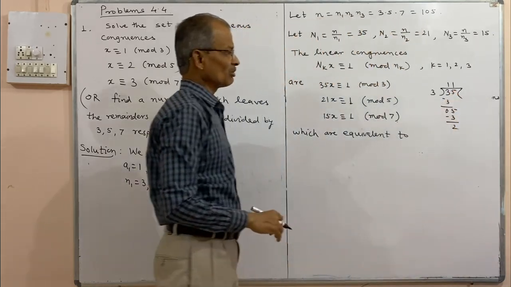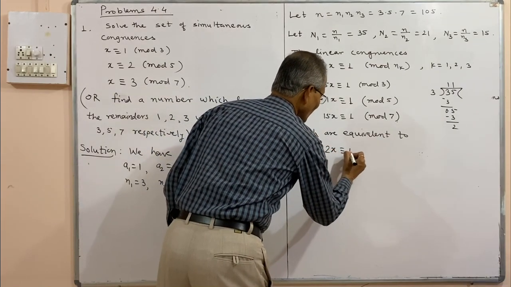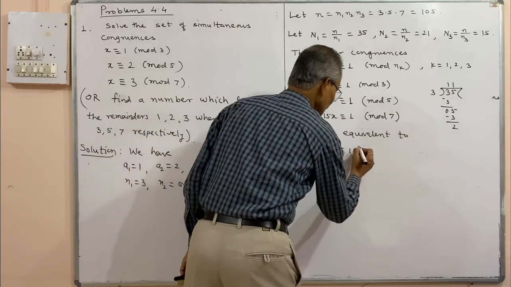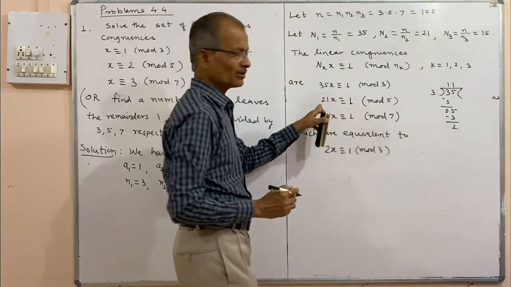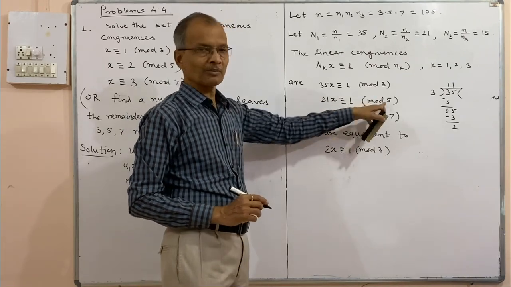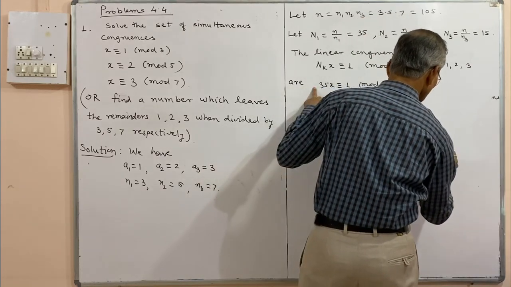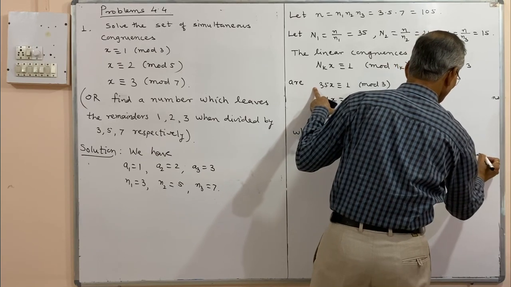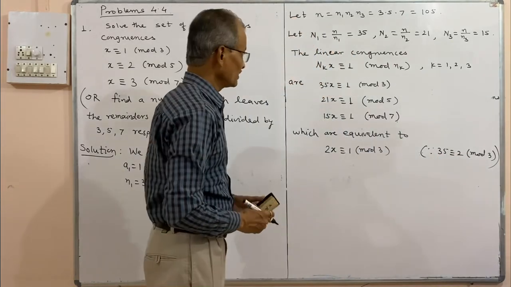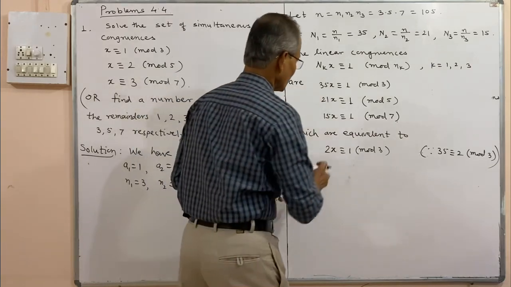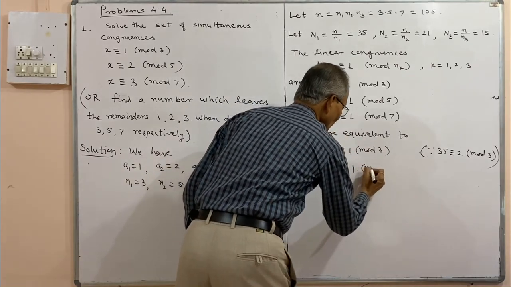And therefore 35 is congruent to 2, and thus the first congruence is equivalent to 2x congruent to 1, this smaller number we keep as it is, modulo 3. Second, similarly reduce 21: divided by 5 gives the remainder 1, because 20 is divisible by 5. So 21 is congruent to 1, and therefore 21x is congruent to 1 into x, that is x. x congruent to 1 modulo 5.